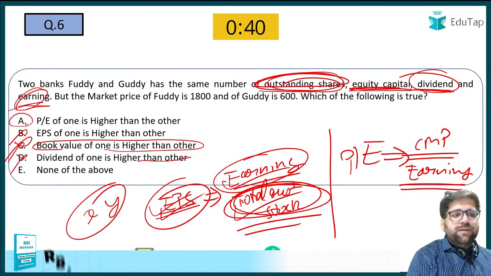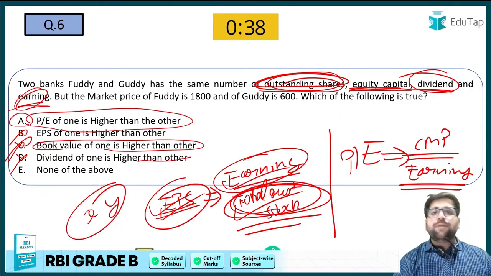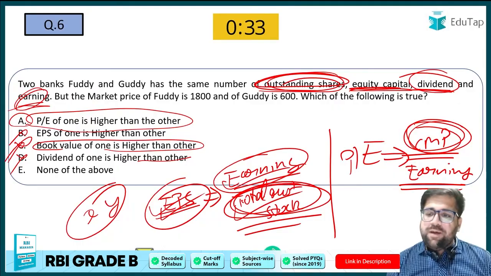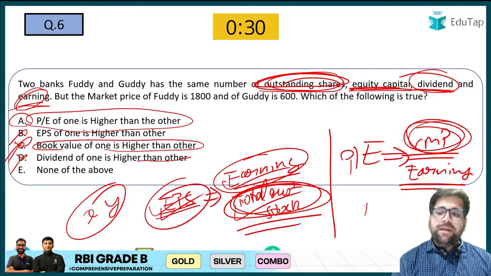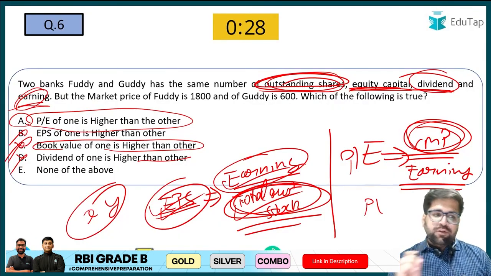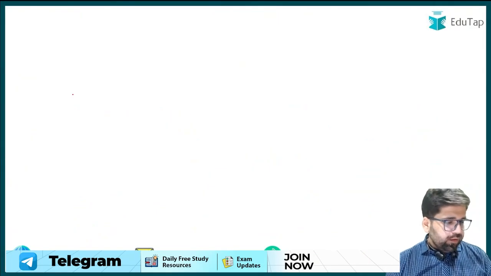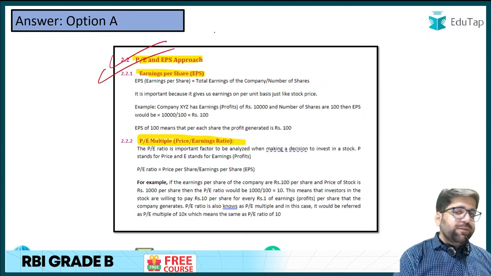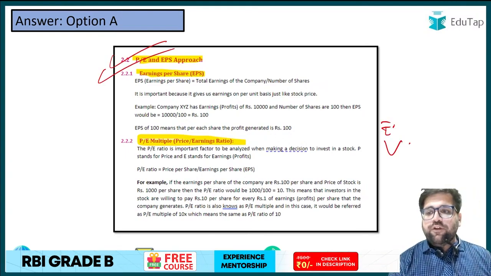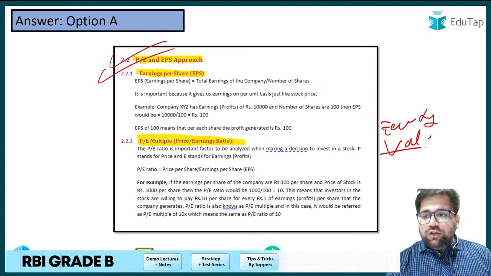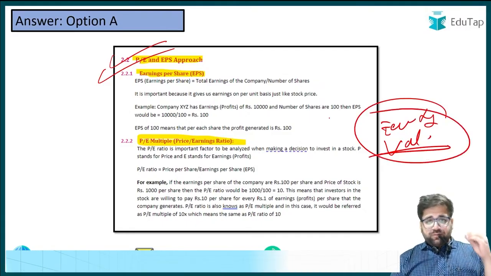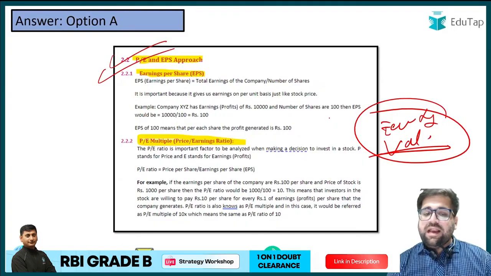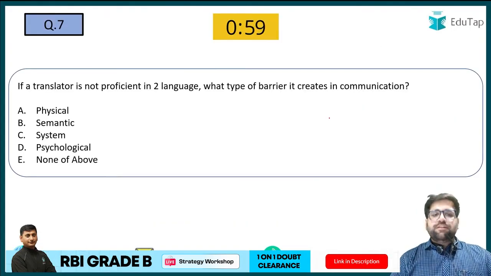Now the only option which remains is PE of one is higher than the other. Yes, this can be a situation because there is no information regarding current market price. So yes, there can be a situation where PE of one bank is higher than the other. So yes, the correct answer will be option A. I can see that most of you have given the right answer. And if you are reading the concept notes, there is a chapter of equity valuation in your concept notes. Just remember the formula, and by using your own logic, you could have arrived at the right answer.